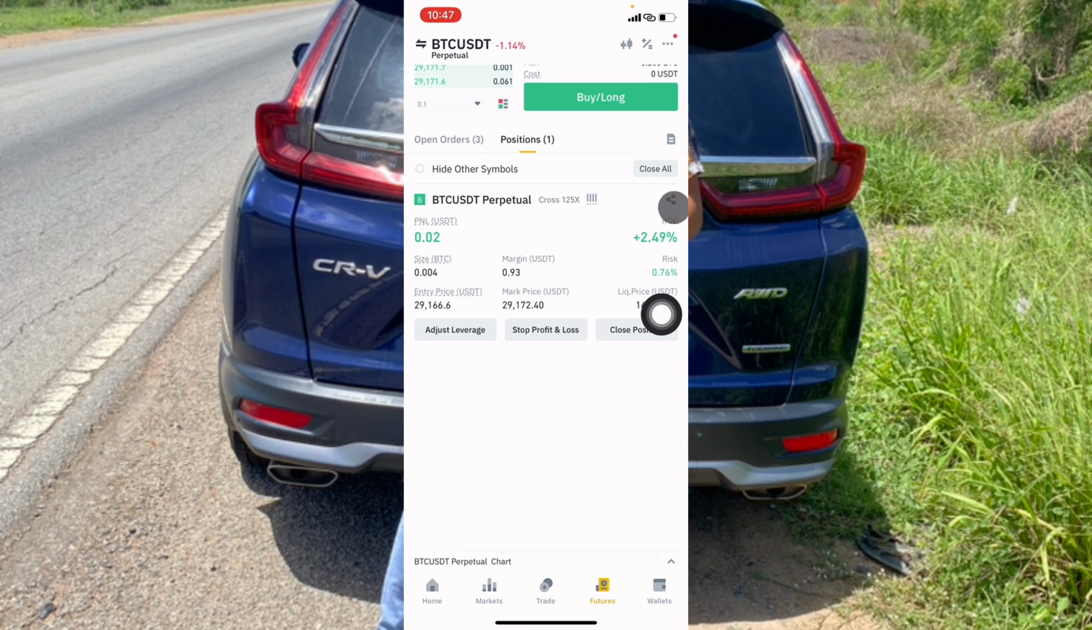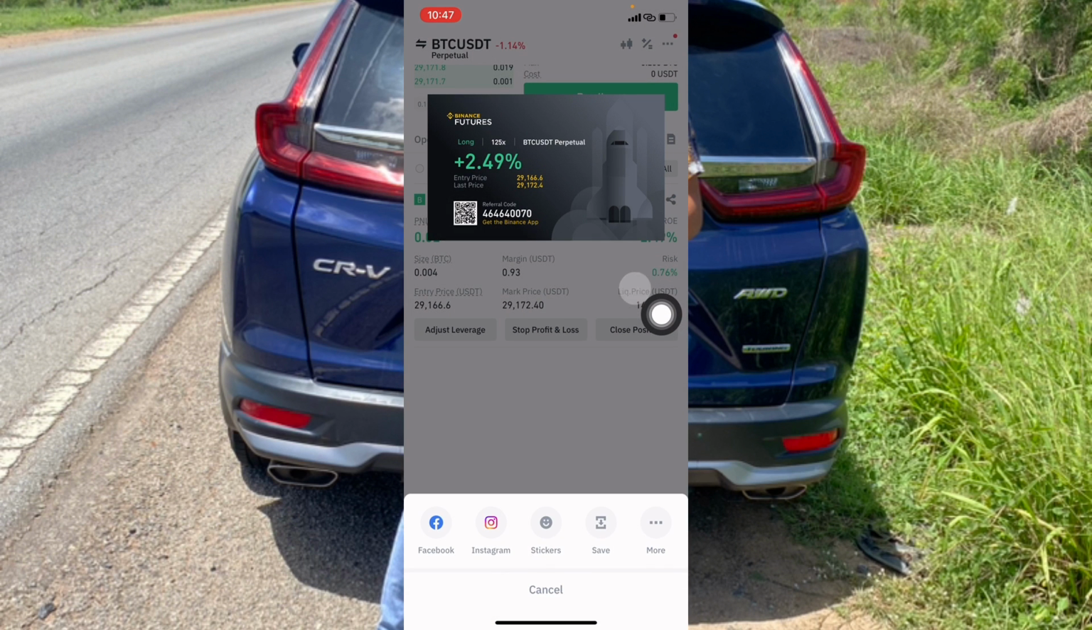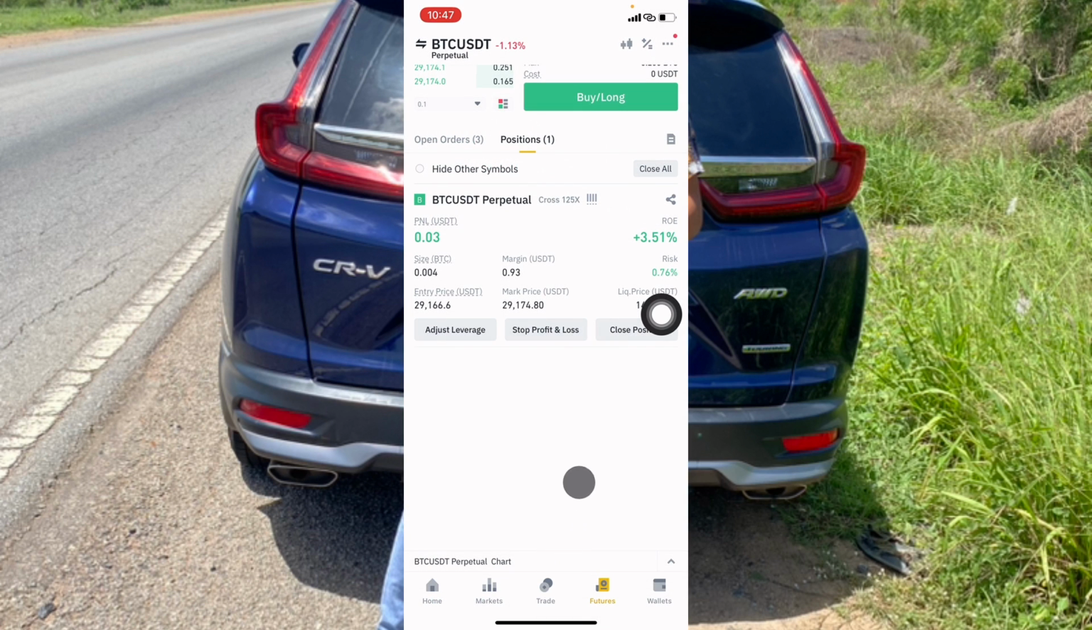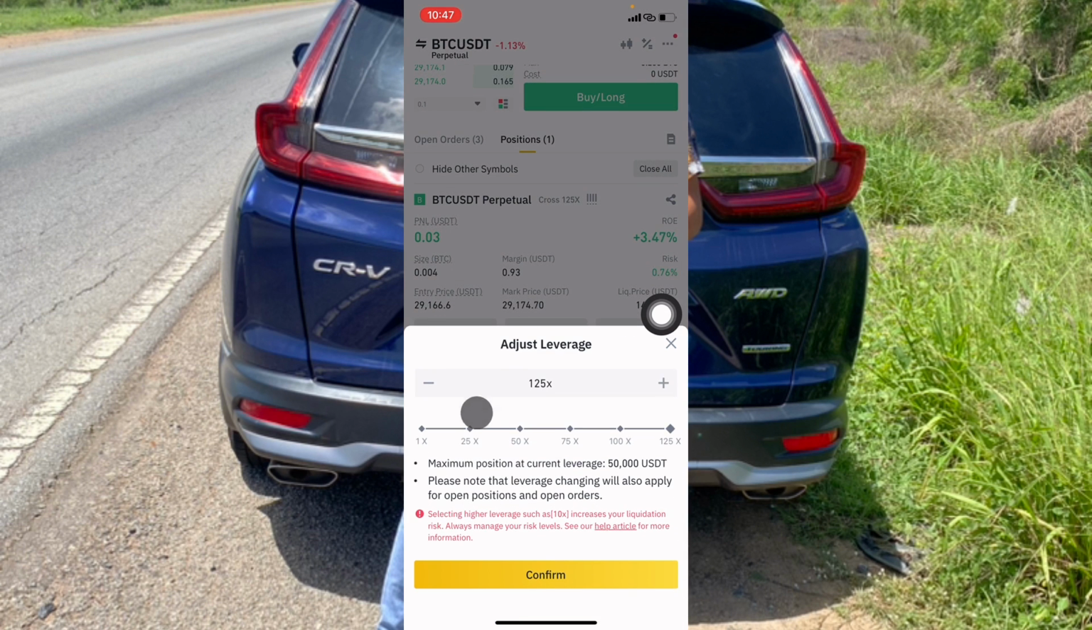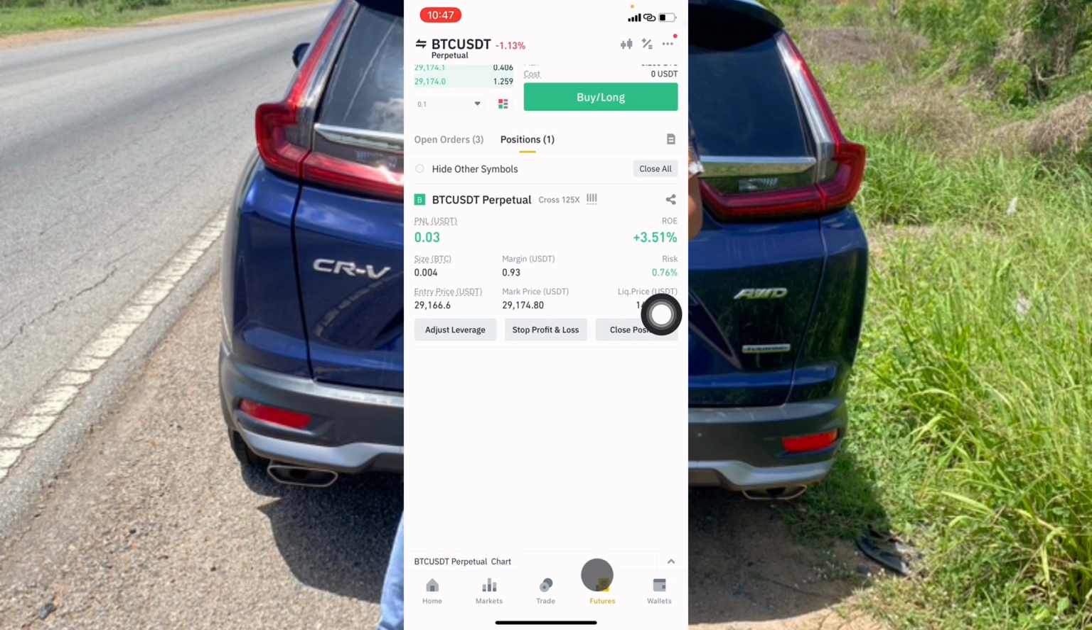If you want to share your results, you just click on the share button here. This is how we usually share our things. Then you can click on save to share this with your friends. So we have the adjust leverage, where you can increase your leverage or reduce it. Be very careful when you are already in a position and you are trying to change your leverage.